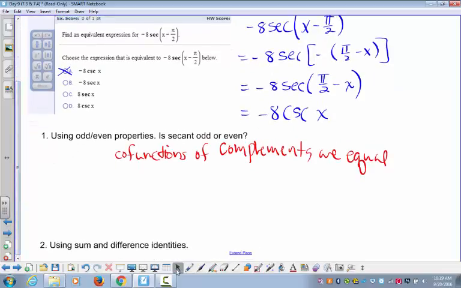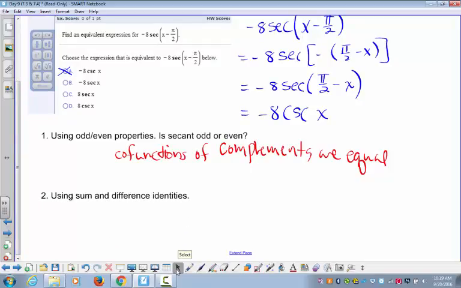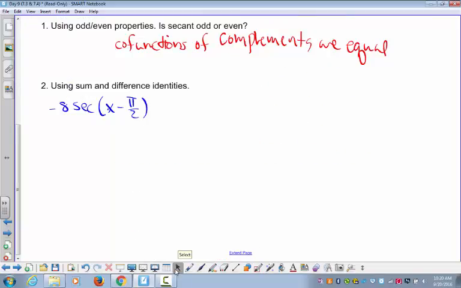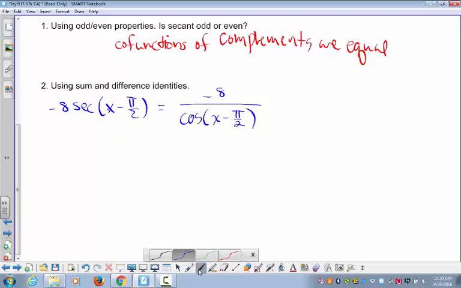Okay, now another way to do this is using sum and difference identities. We dealt with sum and difference identities for sine and cosine, and I told you, those are the two that I expect you to know super well. This doesn't have a sine or a cosine in it, but we could rewrite this as minus 8 divided by cosine of x minus pi halves. Do that. And now we can use cosine of a difference. Now we can use cosine of a minus b. So let's do that. This will be negative 8 divided by.